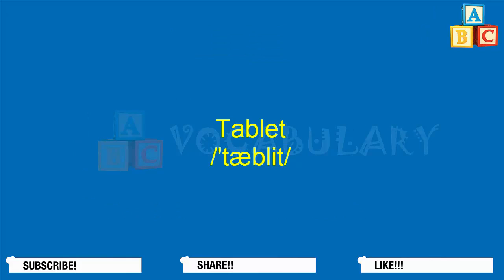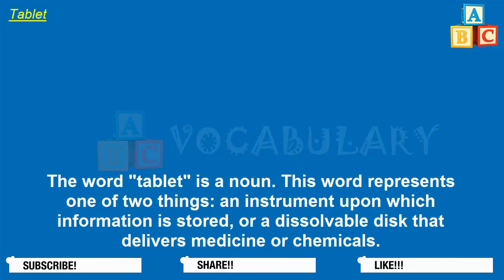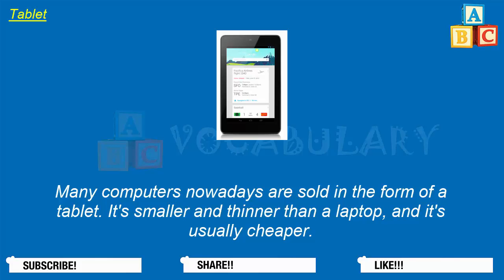Tablet. The word tablet is a noun. This word represents one of two things: an instrument upon which information is stored, or a dissolvable disk that delivers medicine or chemicals. Many computers nowadays are sold in the form of a tablet. It's smaller and thinner than a laptop, and it's usually cheaper.